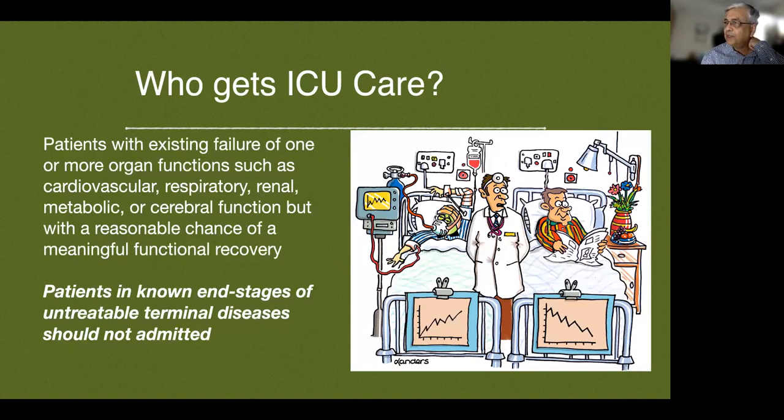So who are the patients who should get the benefit of ICU care? Patients with existing failure of one or more organs, such as cardiovascular failure, respiratory, renal, metabolic, or cerebral dysfunction. They are the ones who have got a reasonable chance of recovery. They are the ones who should be kept in the ICU, not people who are just going to be relaxed. And another thing to remember is patients with known end-stage, untreatable terminal illnesses should not be admitted to the ICUs.